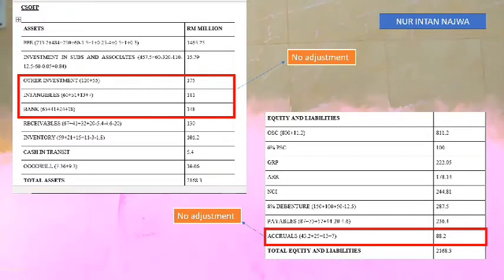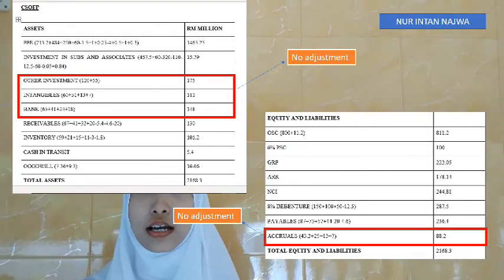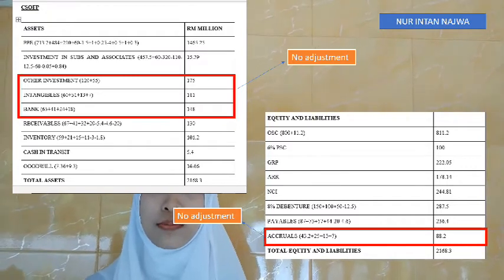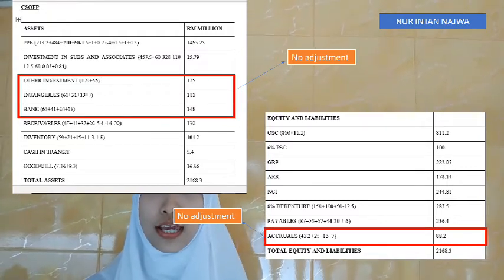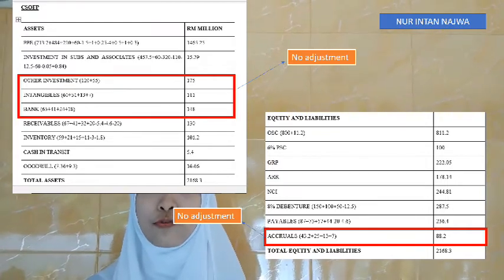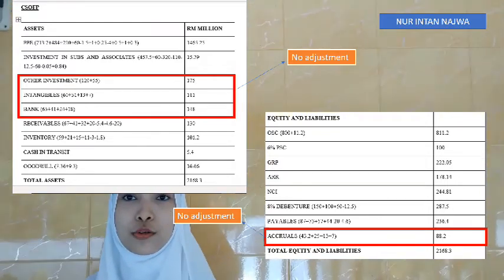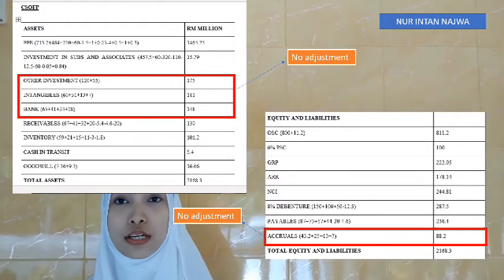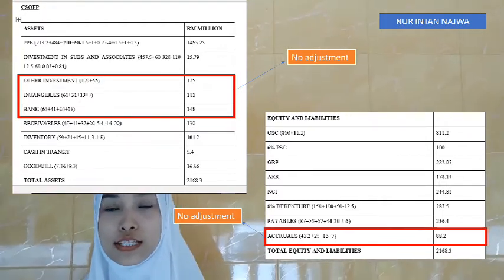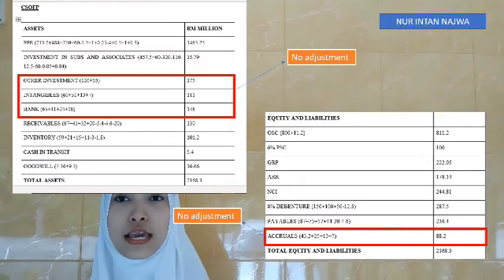For the inventory, we must eliminate the unrealized profit from the sales of intra-group transaction, which is minus 3 and minus 1.8. And we must also include the cash in transit of 5.4. For the goodwill, we include the goodwill from the acquisition of Tayyub and Gulsan, which will bring the total assets of 2,168.3 million.